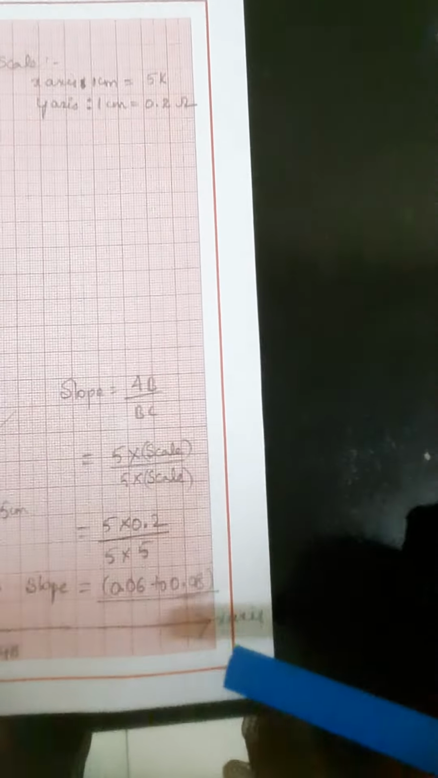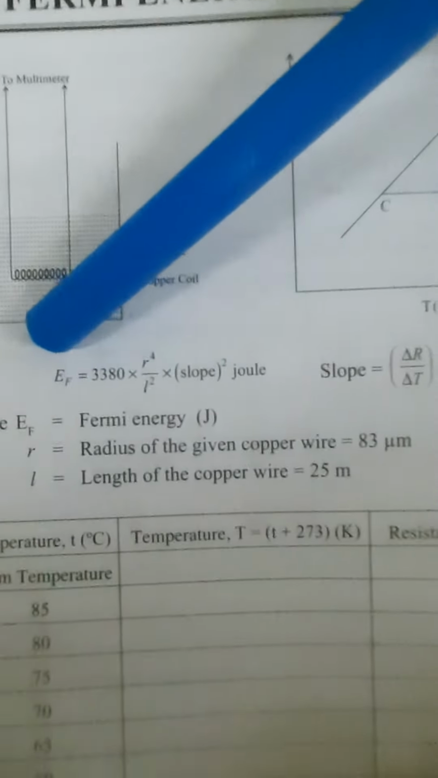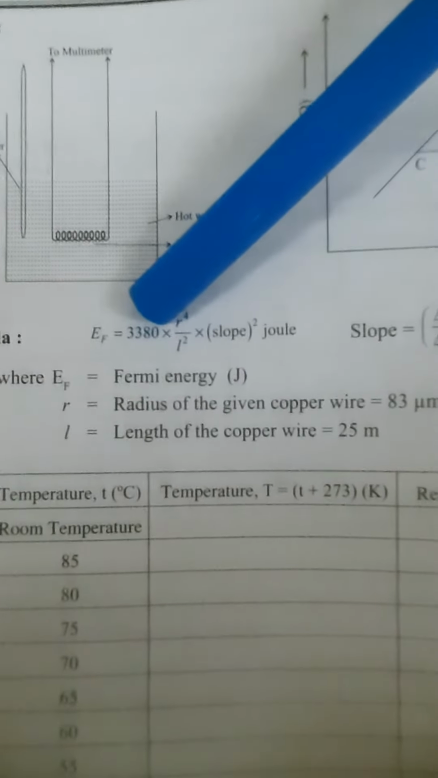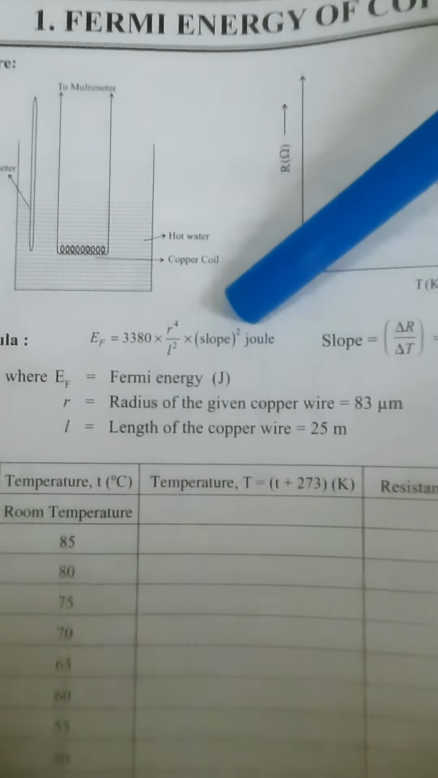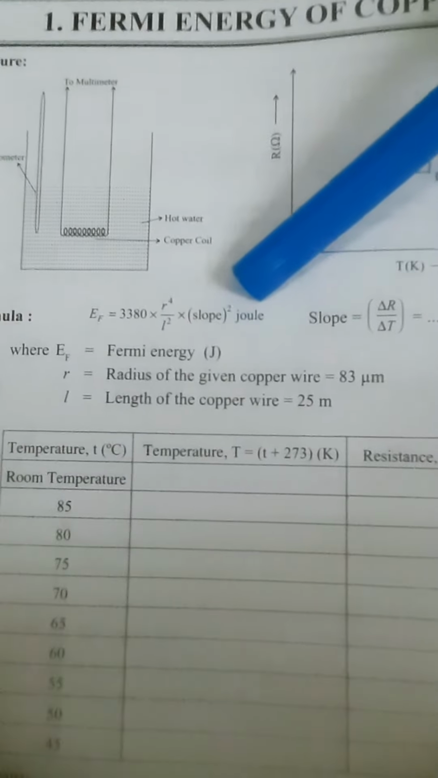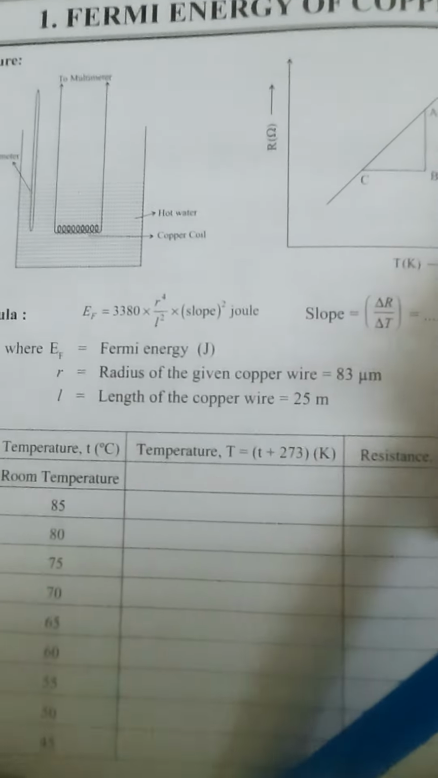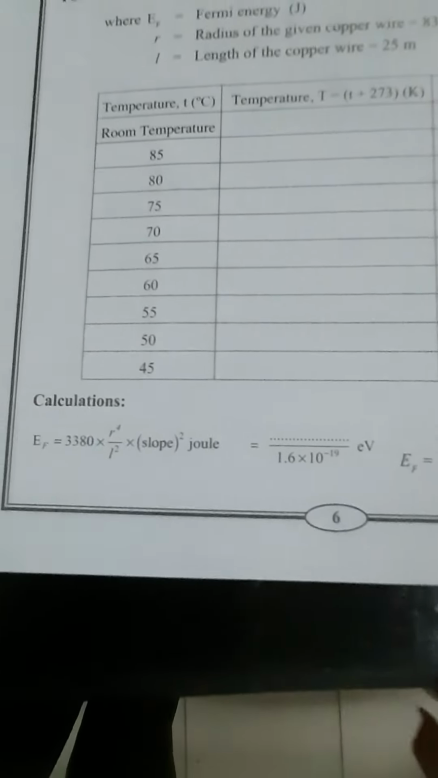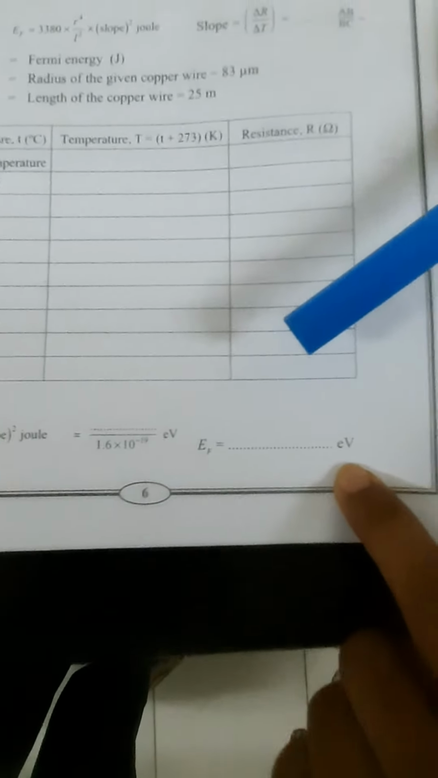Then after getting the slope value you have to calculate the Fermi energy of the given specimen of the copper wire using this formula: EF is equal to this constant value into r to the power 4 divided by L square into slope square. When you calculate this, it will be in joules, which you have to convert to eV. How to convert that? Divide by 1.6 into 10 to the power minus 19. Then you will get the Fermi energy of the copper wire in eV.